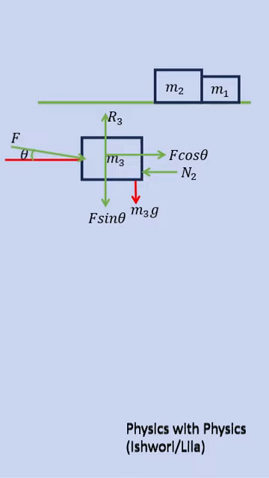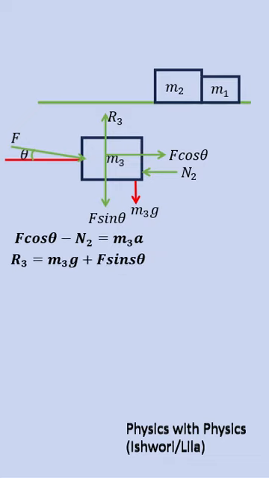Now apply Newton's law. F cos theta minus n2 equals m3a, and along the y direction the forces are r3, F sine theta and m3g. F sine theta and m3g are in one direction and r3 is in another direction. That's why, again from Newton's law, we get r3 equals F sine theta plus m3g.